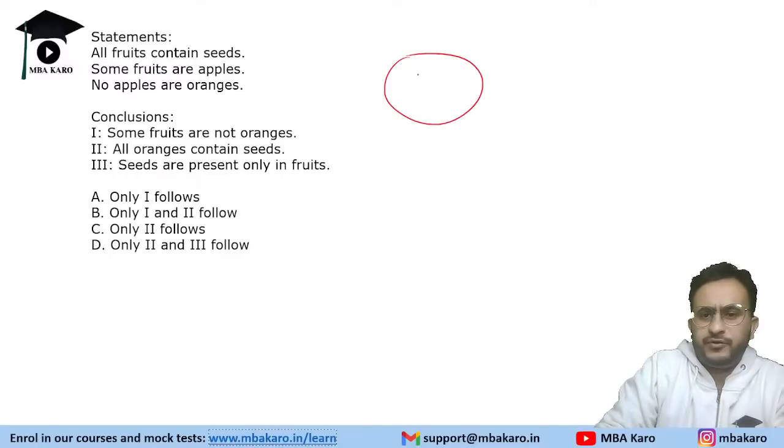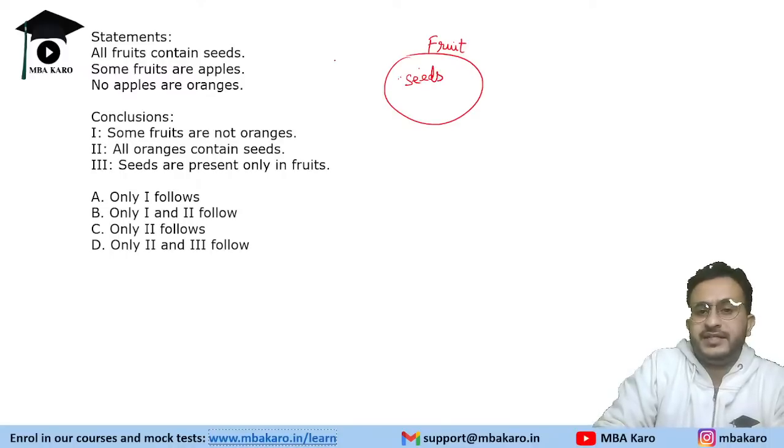Okay, so we have fruits, right? So if there is a fruit, it will have seeds also. So all of them will have seeds, but it does not mean that seeds cannot be outside, right? Seeds can be outside also.